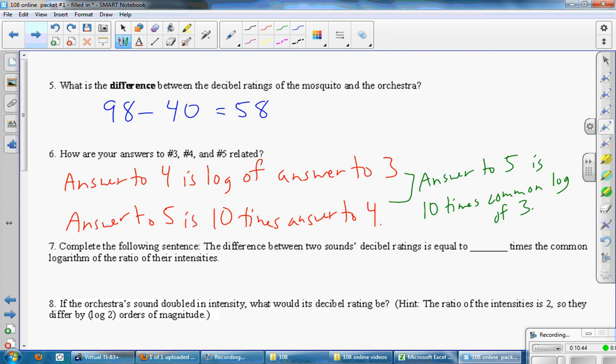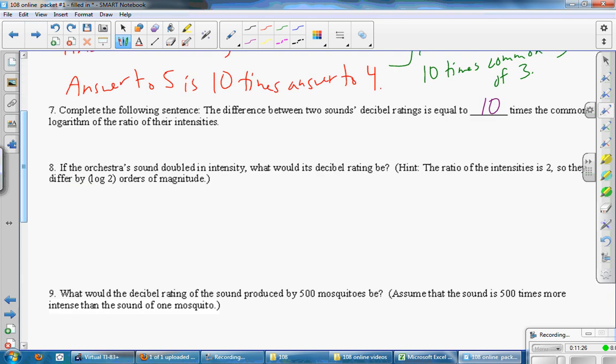Number 7. Complete the following sentence. The difference between two sounds' decibel ratings is equal to blank times the common log of the ratio of their intensities. Well, actually, I think we just wrote that, didn't we? The difference between the decibel ratings here was 58. What did that have to do with the common log of the ratio of their intensities? Well, that log in this problem was 5.8. So 58 getting to 5.8 was just 10 times. So in this case, because it's decibels, and there's a 10 in the front in that formula, it's always 10 times.